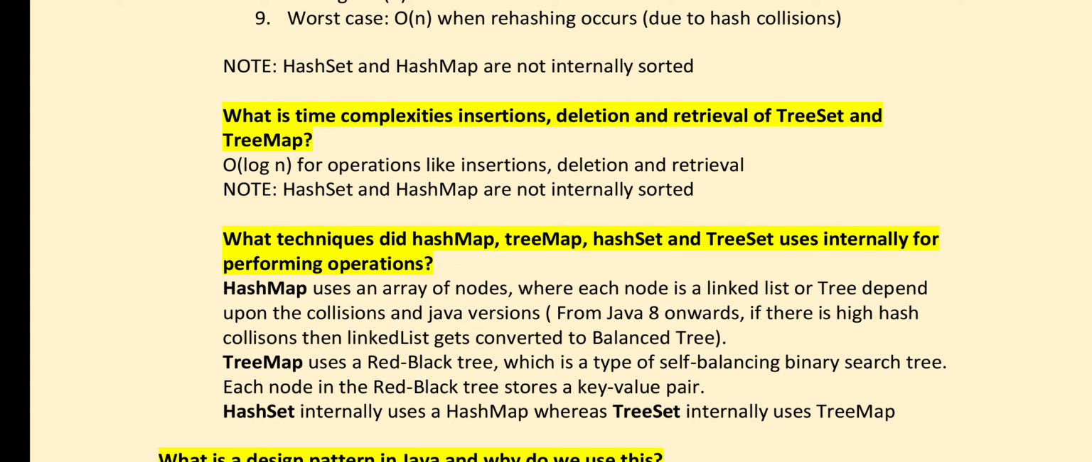HashMap uses an array of nodes where each node is a linked list or a tree depending upon the collisions and Java versions. From Java 8 onwards, if there are high hash collisions, then the linked list gets converted to a balanced tree. TreeMap uses a red-black tree, which is a type of self-balancing binary search tree. Each node in the red-black tree stores a key-value pair. HashSet internally uses a HashMap, whereas TreeSet internally uses a TreeMap.